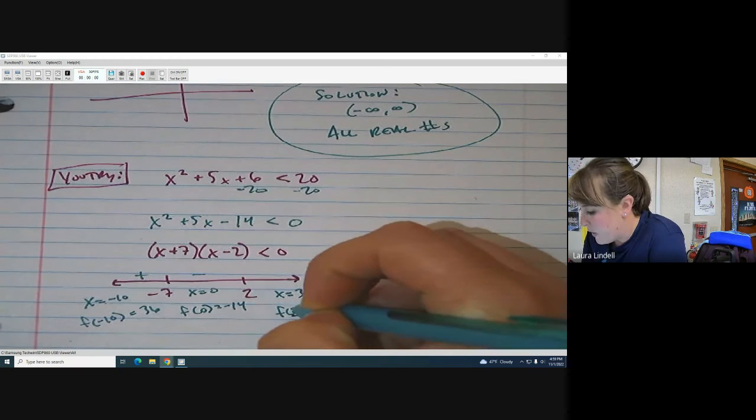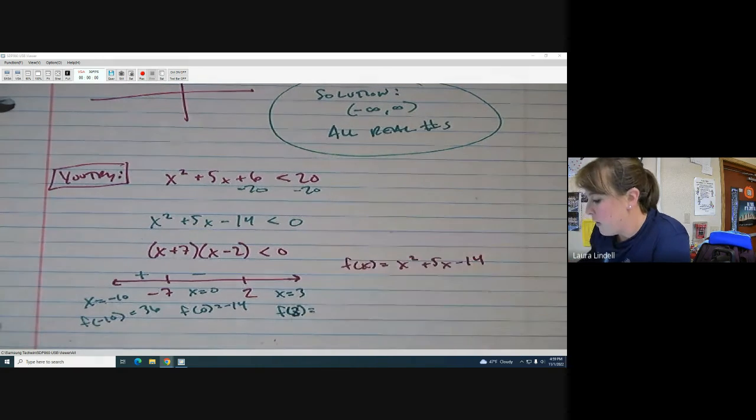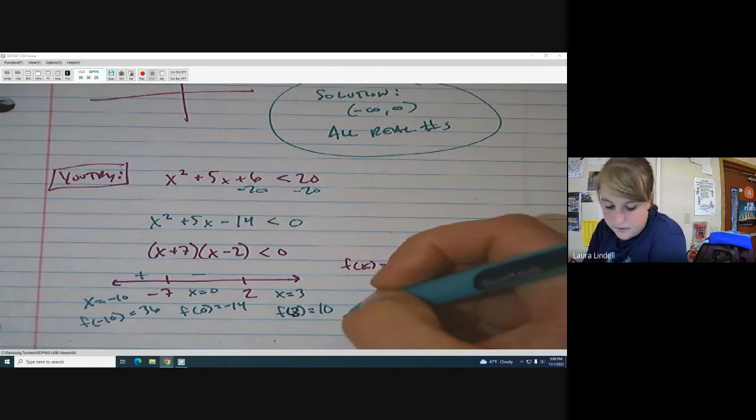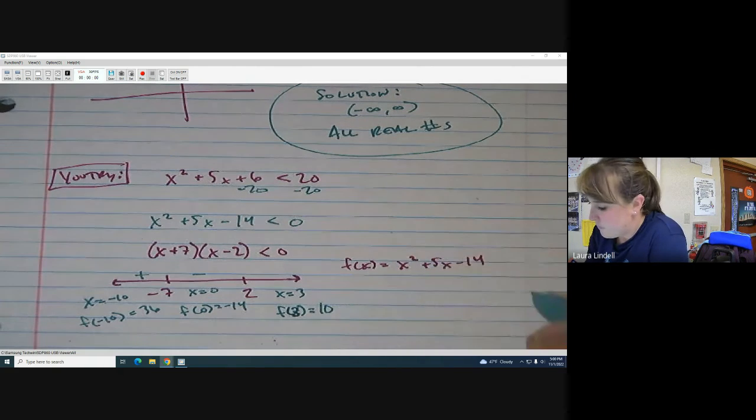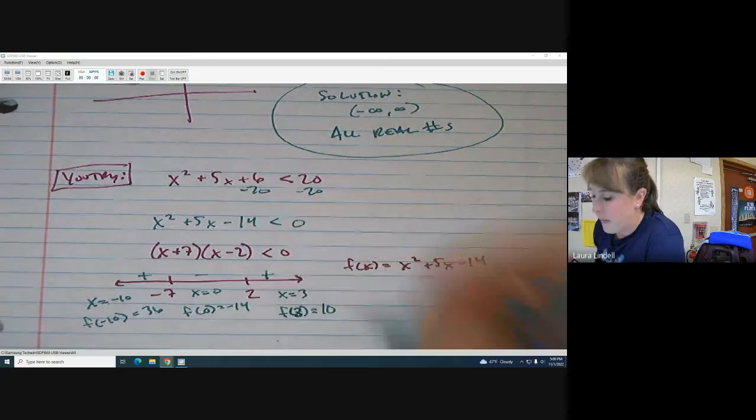So f of 3 is 3 squared plus 5 times 3 minus 14, which gives us 10. So that's a positive number. We know that that's positive.